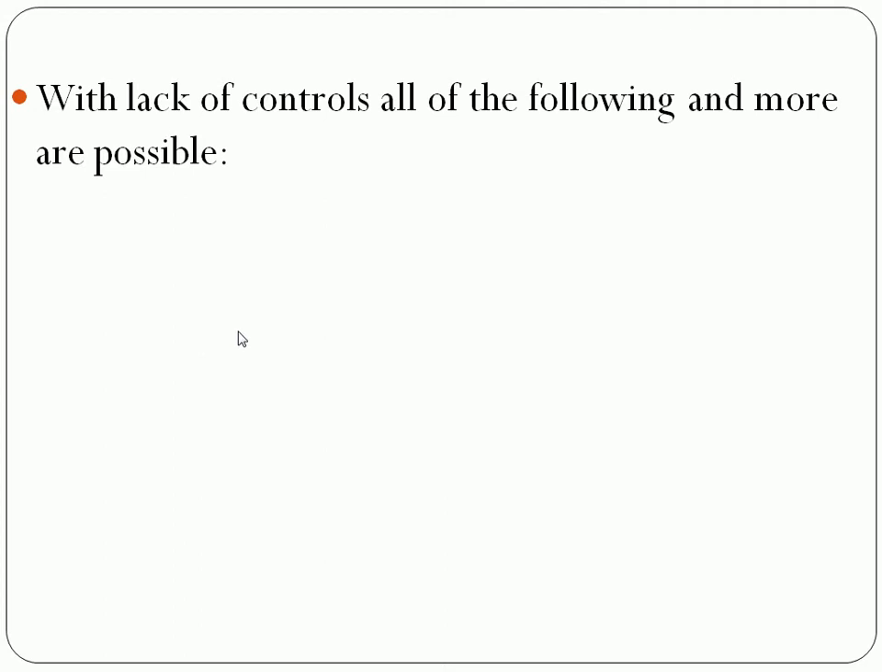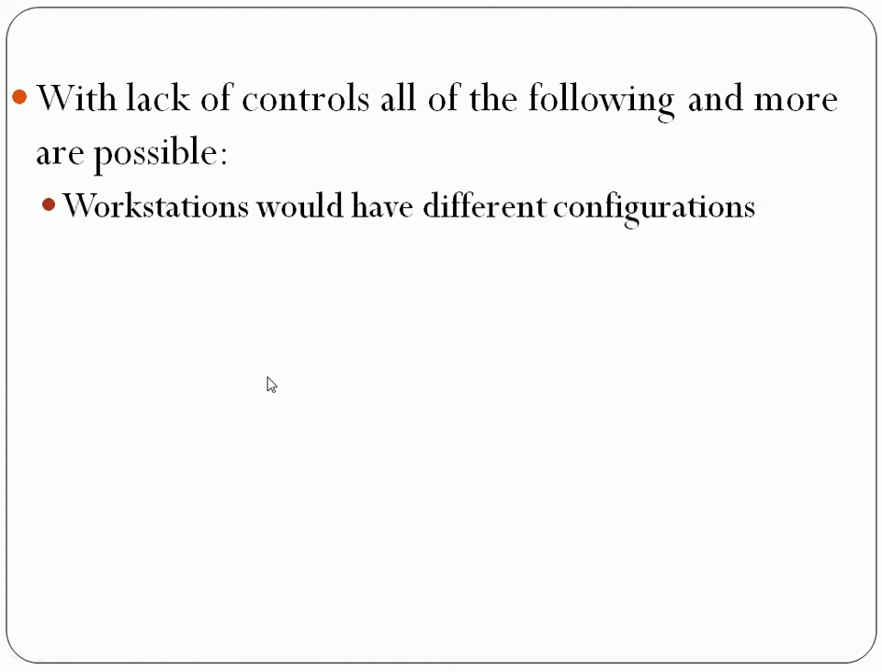So why do we care about all these controls in the infrastructure domain, or these 6 different infrastructure domains? We'll talk about users later on, but it's important to have controls. With a lack of controls, all of the following are possible, and these are from your textbook. Workstations could have different configurations, which is obviously a management problem. So you get this sort of drift over time.